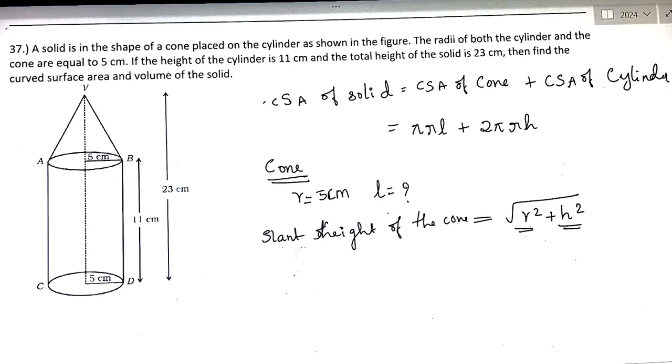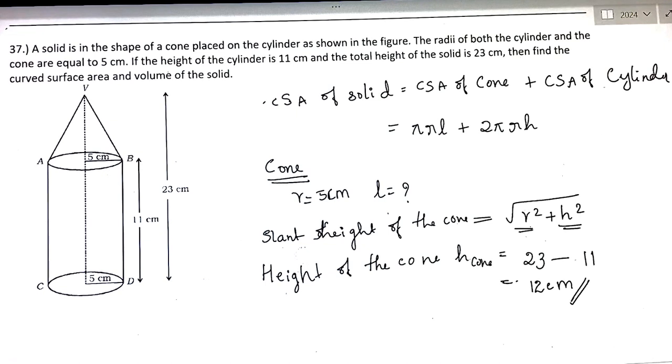Now how do we find the height of the cone? Height of the cone, h of cone, is nothing but the height of the full solid, that is 23, minus the length of the cylinder, that is 11. If we subtract these values, we get the height of the cone. So 23 minus 11 is nothing but 12 centimeter. This is the height of the cone.